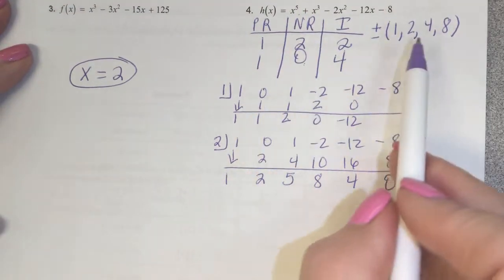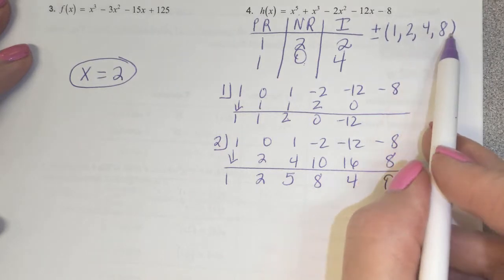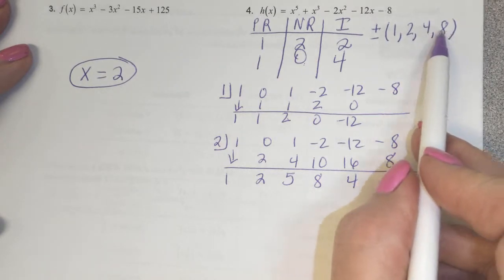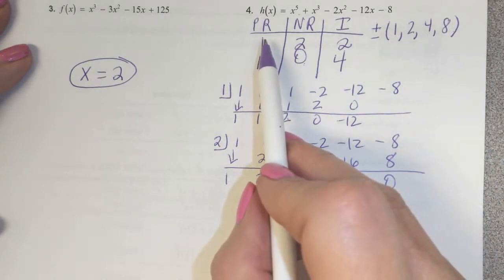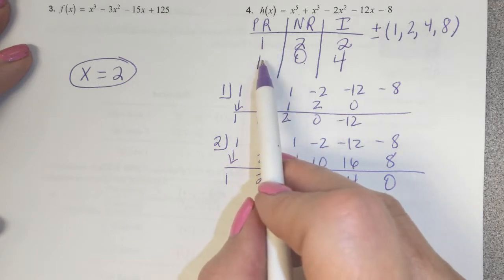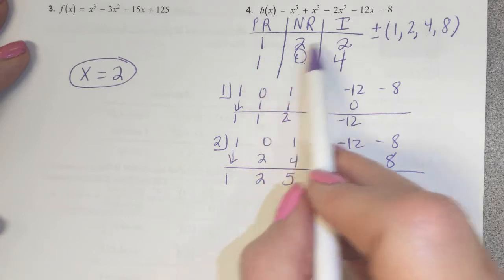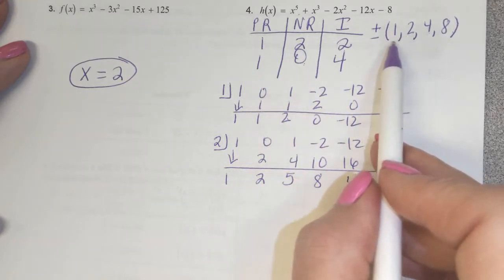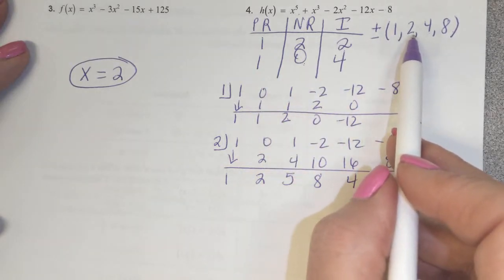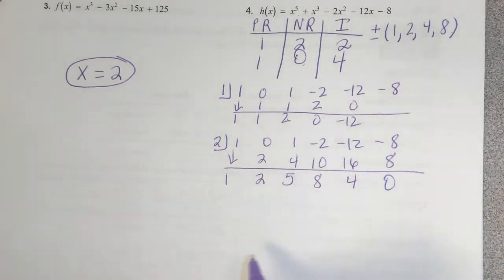Now, am I going to check 4 and 8? No. Because I'm only allowed to have one positive real zero. I'm wasting time if I do that. They're not going to work. Could -1, -2, -4, could they work? Yeah, so I might want to go ahead and check them.